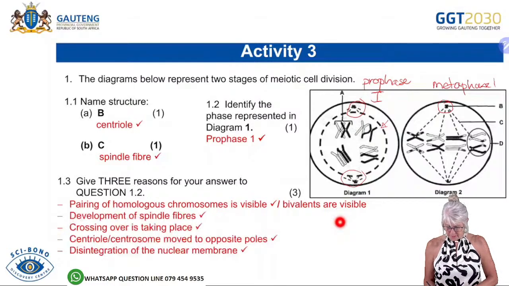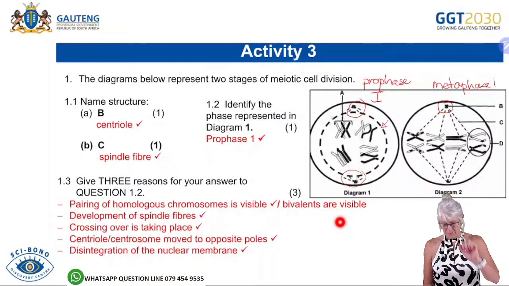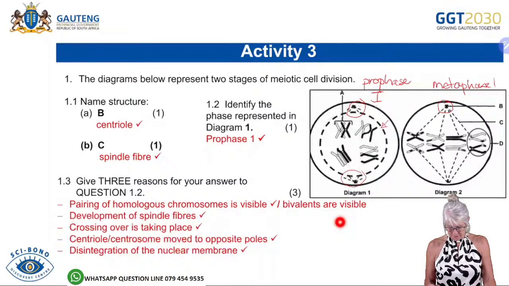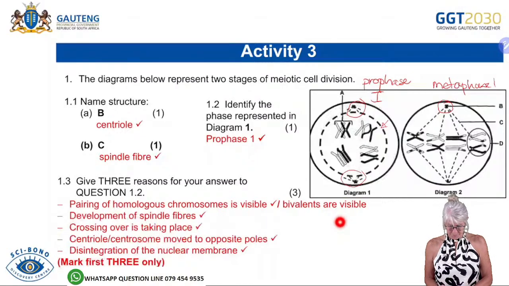All right, and then the last thing, so there's actually 5 things that we can see there, is that the nuclear membrane is disintegrating. Right, let's move on.